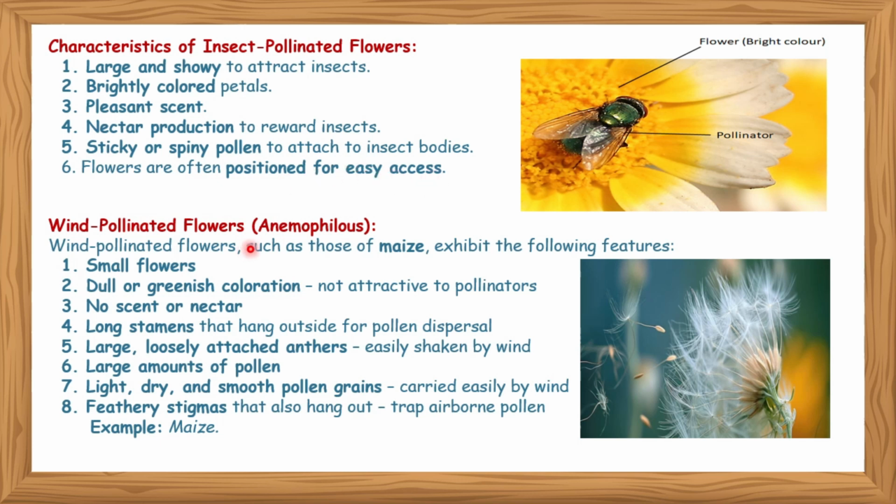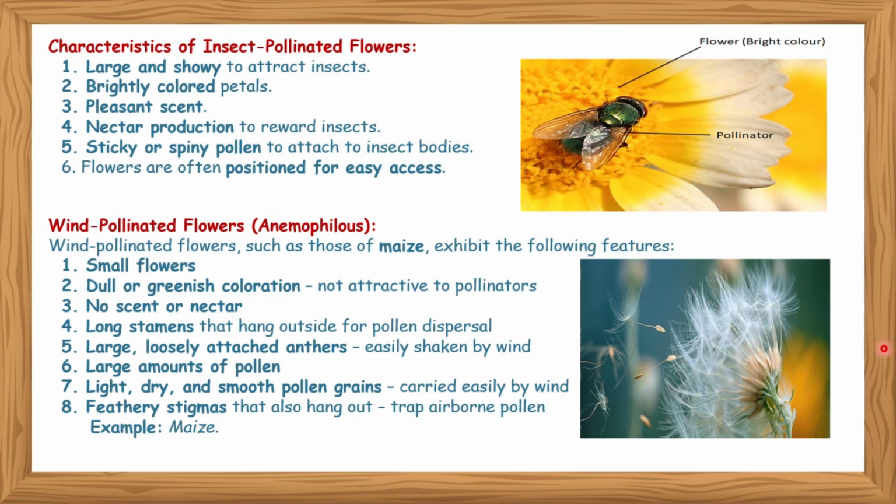Wind pollinated flowers are anemophilous. Wind pollinated flowers such as those of maize exhibit the following features: small flowers, dull or greenish coloration, not attractive to pollinators, no scent or nectar, long stamens that hang outside for pollen dispersal, large loosely attached anthers easily shaken by wind, large amounts of pollen, light, dry and smooth pollen grains carried easily by wind, feathery stigmas that also hang out, trap airborne pollen.